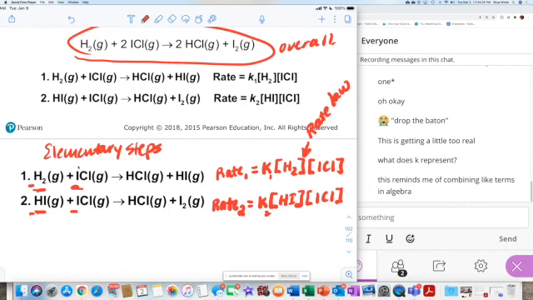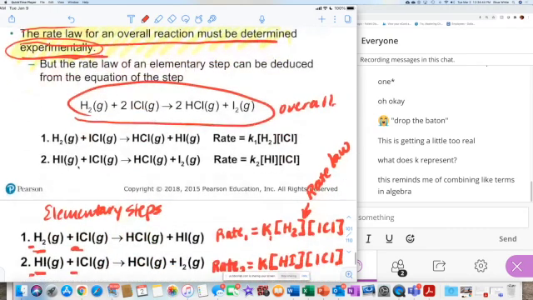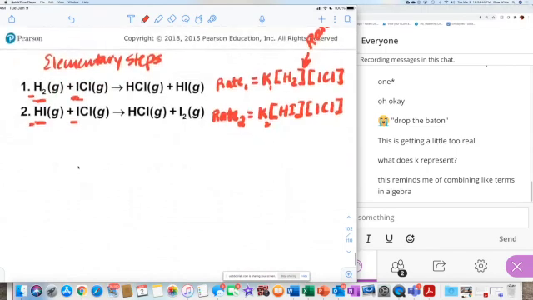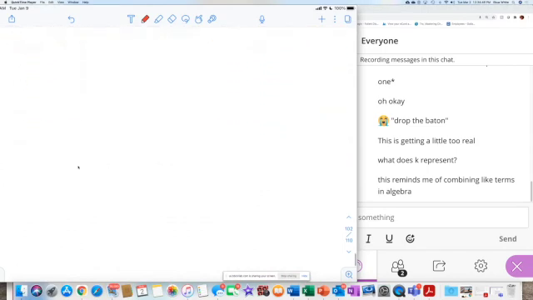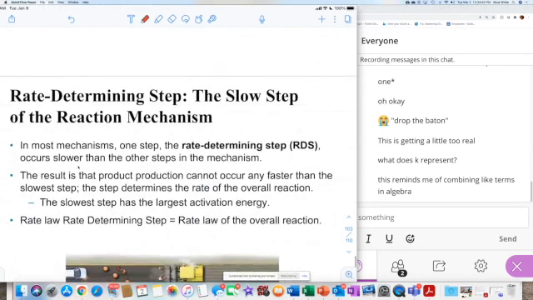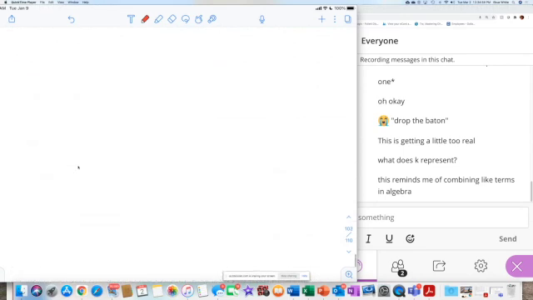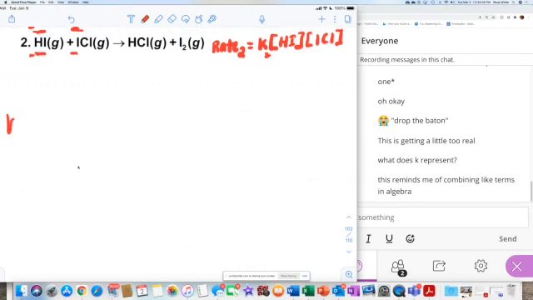Now, do I have my overall rate law? Not necessarily. I need more information to be able to figure out what my overall rate law is. Plus, they said here, the overall rate law must be determined experimentally. So now that we have this here, I'm going to go ahead and move on. Before I get into the next thing here, let me mention this.